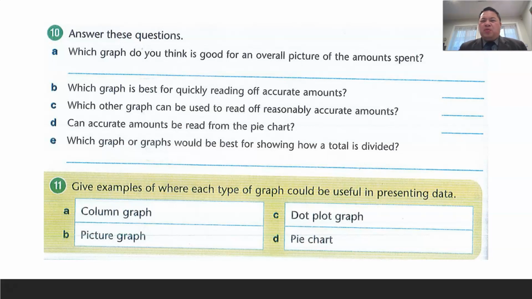Which graph do you think is good for an overall picture of the amount spent? Which graph is best for quickly reading off an accurate amount? So I have given you some information already. So you need to put in the answer, and then we can of course discuss during our next lesson. And question 11, you're talking about giving examples of what types of graphs could be used in presenting data. So when do we use a column graph, when do we use a picture graph, when do we use a dot plot, and when do we use a pie chart? Okay, think through carefully. Maybe you want to brainstorm with your friends, and then come up with a good solution.